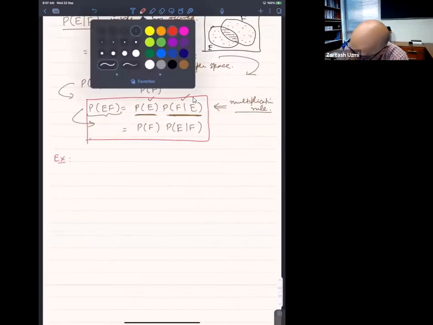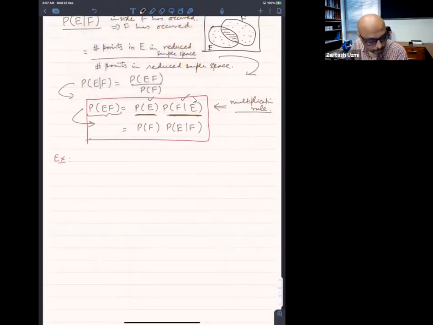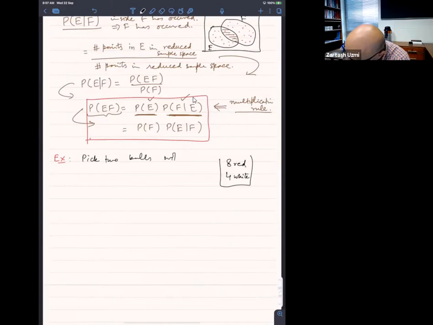The example is, let's say you have a box with 8 red balls and 4 white balls. Pick two balls without replacement. What that means is that you either pick both together, or you pick one first and don't put it back and then pick the second one. Either way, it's one and the same thing.